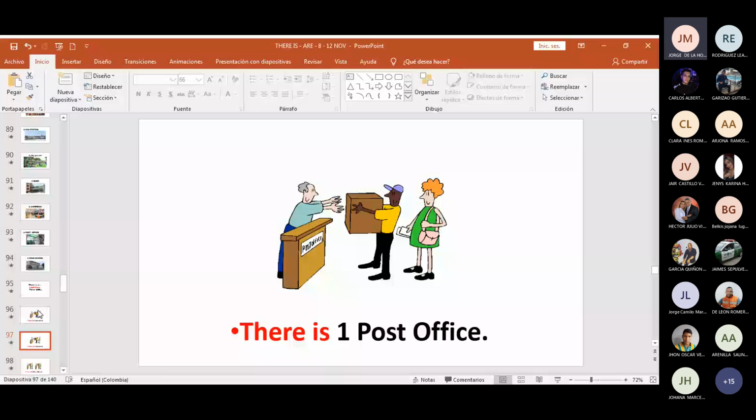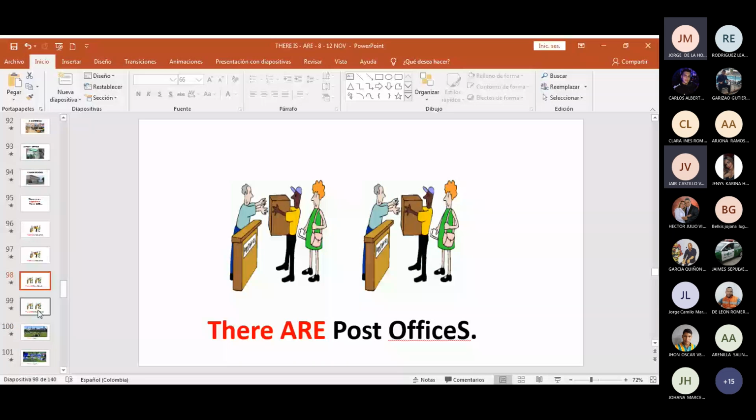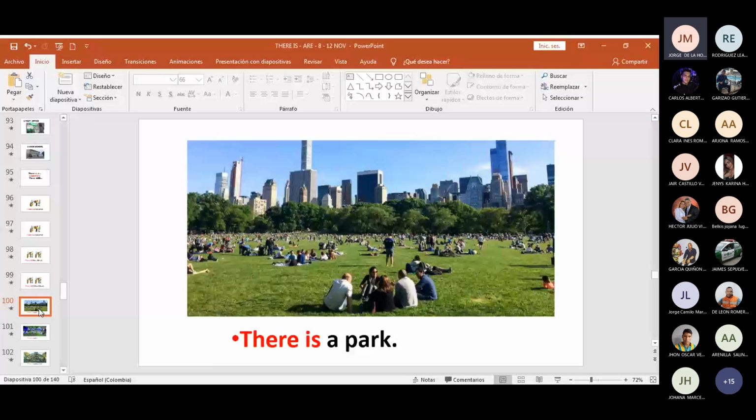Y si son dos? There are post offices, or le coloco el número, student. There are two post offices. Yes, there are two post offices. So remember, yes, student. Si hay un parque, ¿cómo digo yo que hay un parque en English?